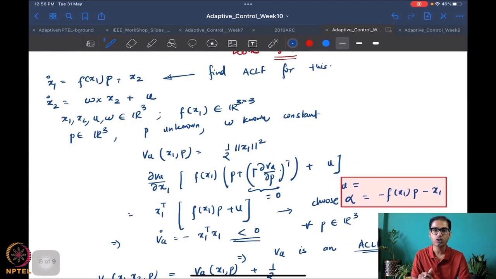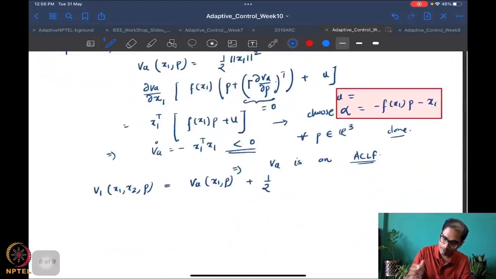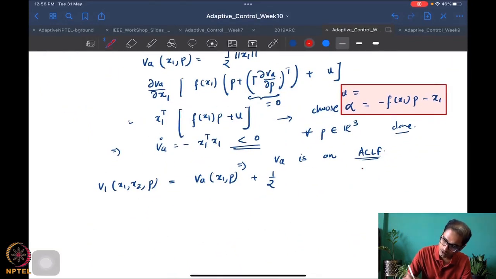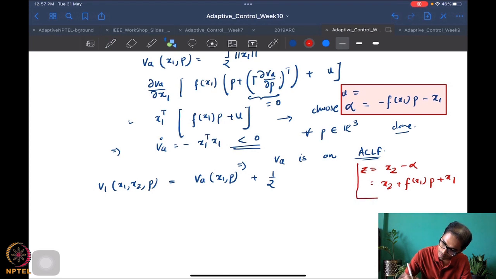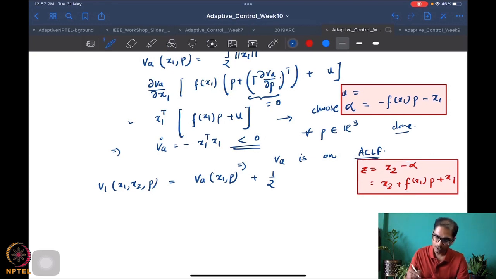In this case, I cannot just do a square, so I'll take a norm square. The backstepping error is, of course, just Z equal to X2 minus alpha, which is X2 plus F(X1, P) plus X1. This is just the standard backstepping error term, and so this is the norm of Z squared. This is my ACLF for the new system.